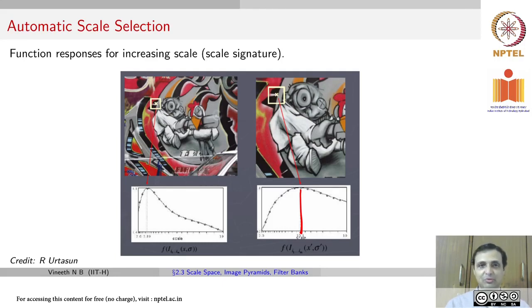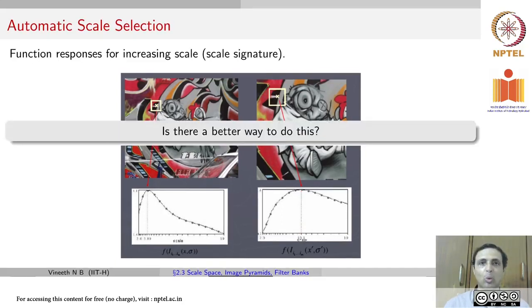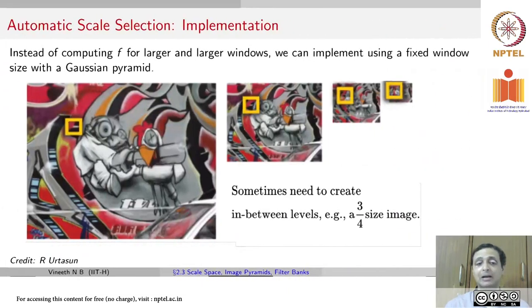So which means now we've made some progress. We've been able to find what would be the maximum Cornyn measure for a particular point, both in location and scale. So location would be the coordinate of the center of that patch, and scale would be the scale at which we got the maximum Cornyn measure. One question that we ask ourselves now is there a better way to implement this? And the answer to that is to use what are known as image pyramids.